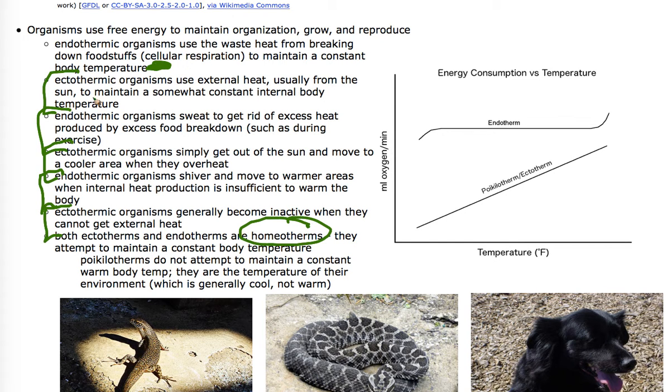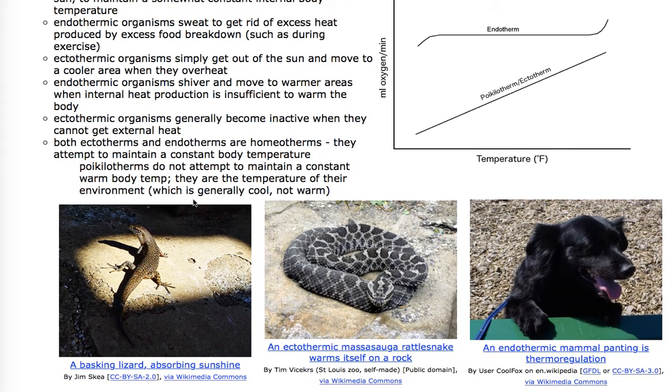But the reptiles are ectothermic homeotherms. The mammals and the birds are endothermic homeotherms. So let's look at these pictures down below here. The lizard here on the left is sunning itself. It's an ectothermic homeotherm, and it's trying to maintain warmth. The rattlesnake here, same thing. It's an ectothermic homeotherm. It likes to use heat. By the way, it's sitting on this rock probably because the rock is still hot from being in the sun.